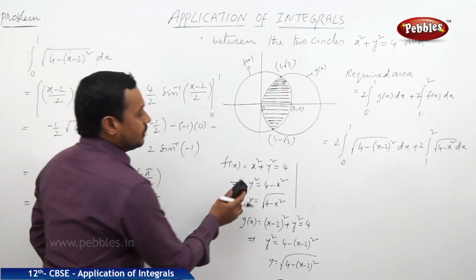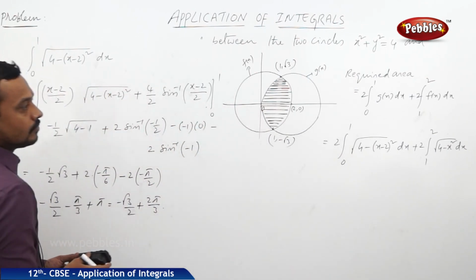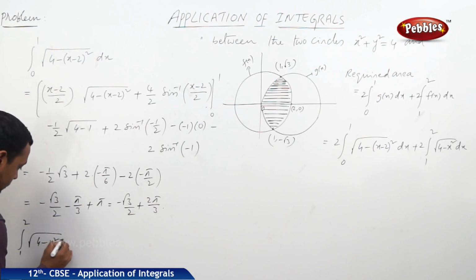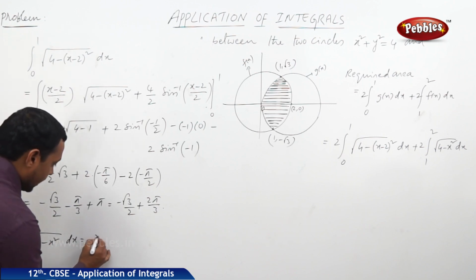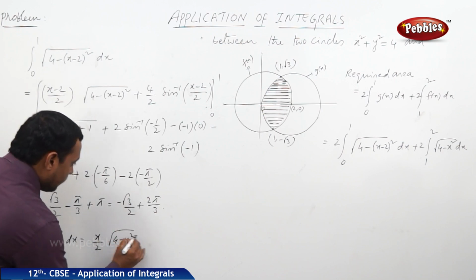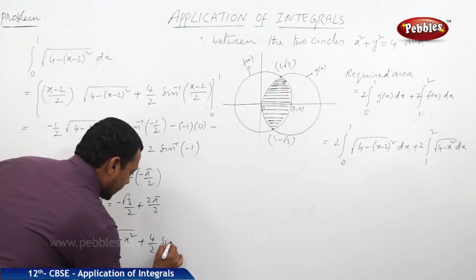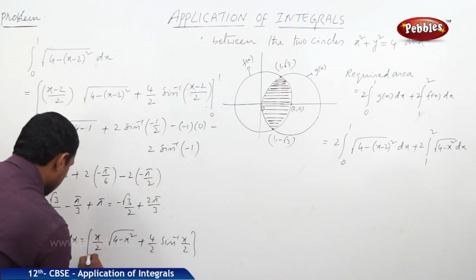Similarly, now consider the second integration. Second one, what is that? The second one is integral 1 to 2 of square root of 4 minus x square dx. It is directly in the form of root a square minus x square, x by 2 into root of 4 minus x square plus a square, that is 4 by 2 into sine inverse x by a, x by 2, under the limits 1 to 2.